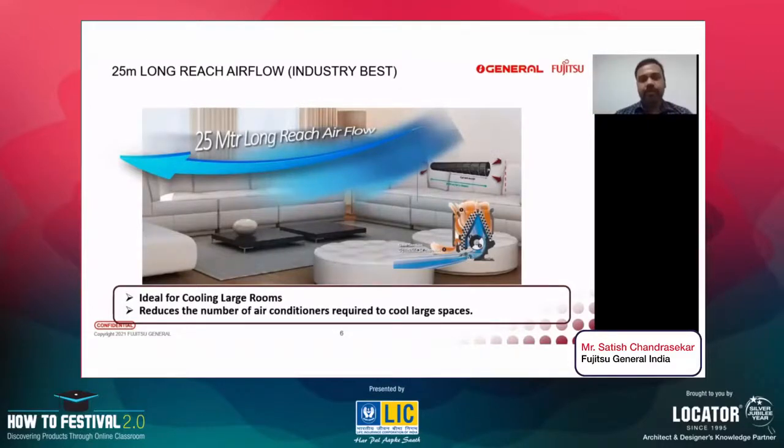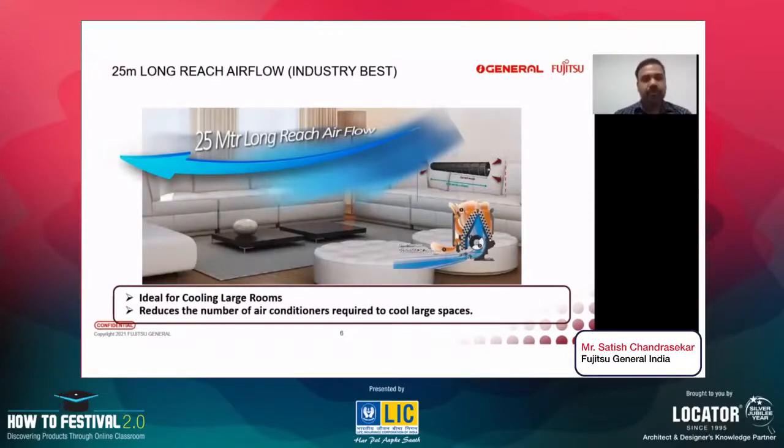So air conditioners designed to cool large spaces, which means that in some spaces, very large rooms or halls where you would normally need two air conditioners of any other brand, a single air conditioner of General with a 25-meter long airflow would be sufficient to cool that space. So that is the 25-meter long reach airflow. It is one of the industry benchmarks. There is no other air conditioner that can give you this long airflow. So this is the second thing.